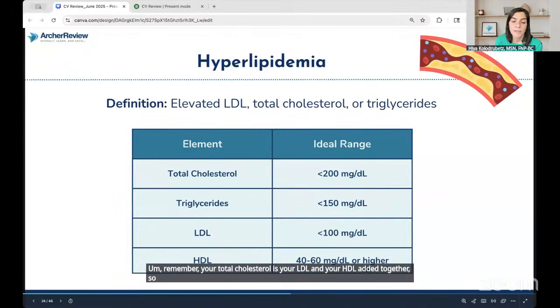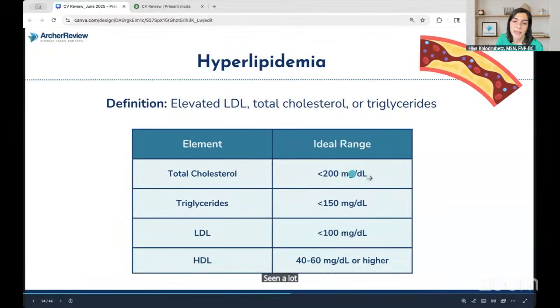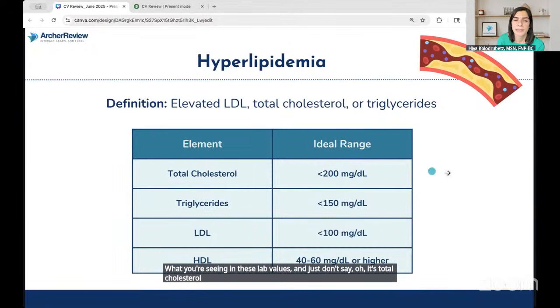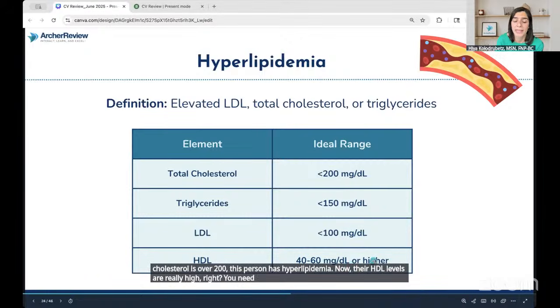So be mindful of that. If you have a patient who's really healthy, their LDL is under 100 and their HDL is really high, which I've seen a lot, their total cholesterol is going to be high. So you really have to be able to interpret what you're seeing in these lab values, and just don't say, oh, total cholesterol is over 200, this person has hyperlipidemia. No, their HDL levels are really high, right? You need to be able to break that down.